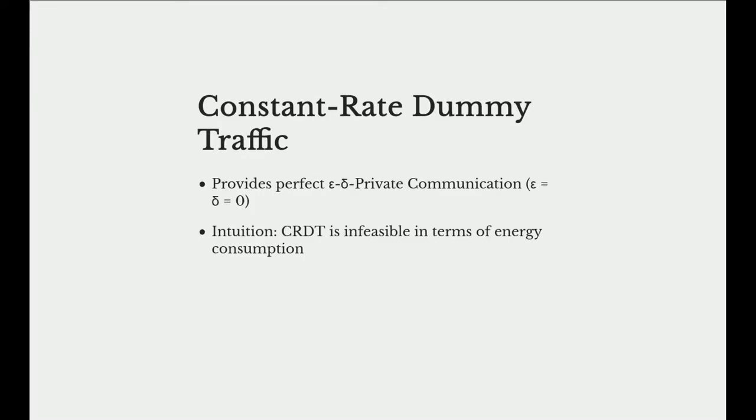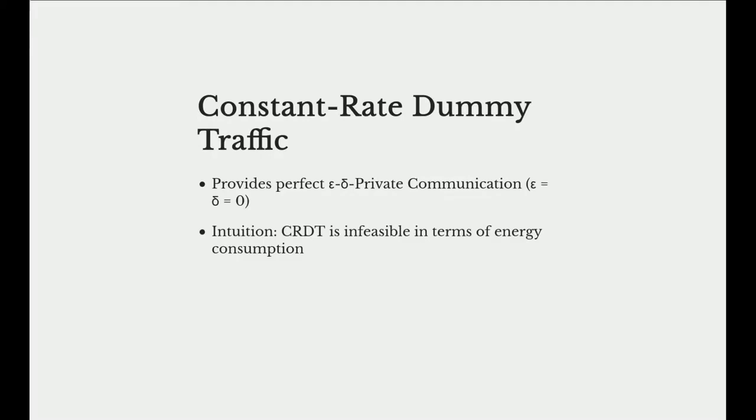Now, given the definitions from before, we can rather easily prove that constant rate dummy traffic provides perfect epsilon-delta private communication, with epsilon and delta being 0. This provides perfect privacy because it's obvious to see that an attacker can never decide whether a task A or task B was performed based on a captured traffic sample. The attacker can never perform better than randomly guessing. However, constant rate dummy traffic also has its downsides, namely that it completely fills all the links with traffic.